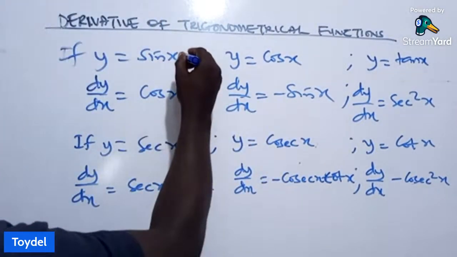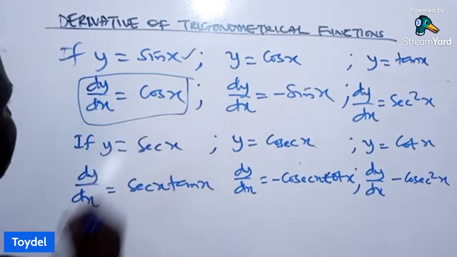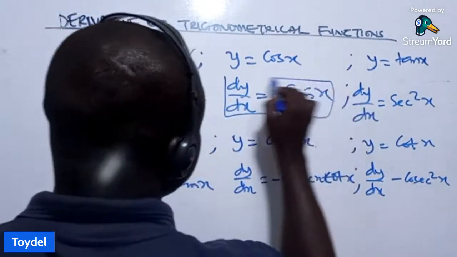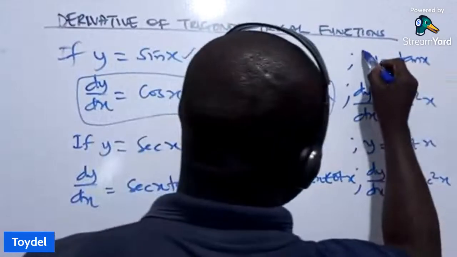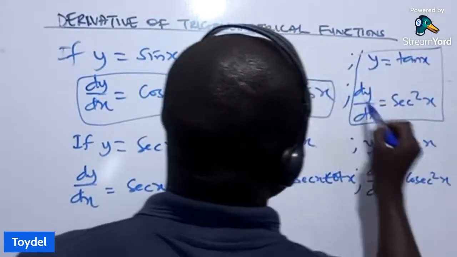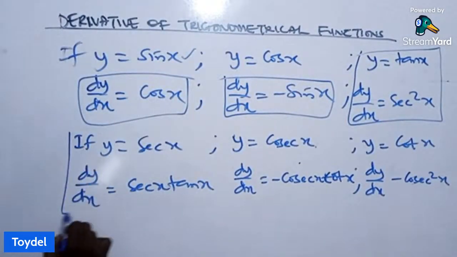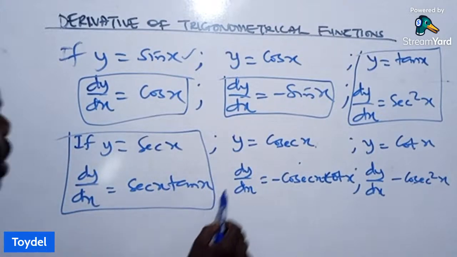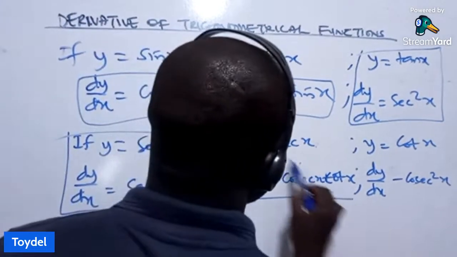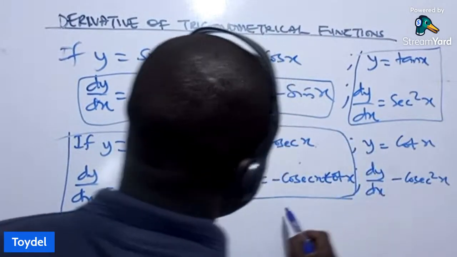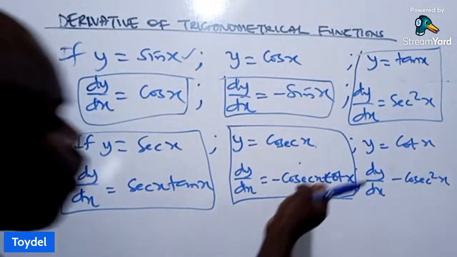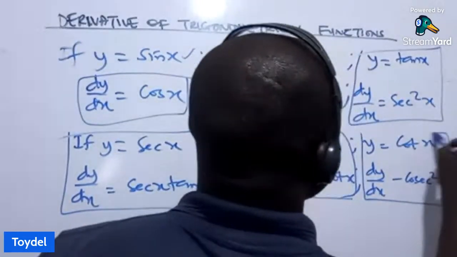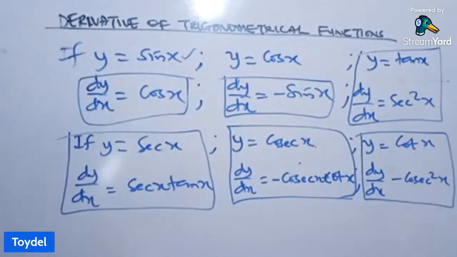So if y is equal to sine x, dy/dx is given as cos x. But if y is equal to cos x, dy/dx is negative sine x. Then if y is equal to tan x, dy/dx is equal to sec squared x. If y is sec x, dy/dx is equal to sec x tan x. Then if y is cosec x, dy/dx is minus cosec x cot x. Then if y is cot x, dy/dx is minus cosec squared x.